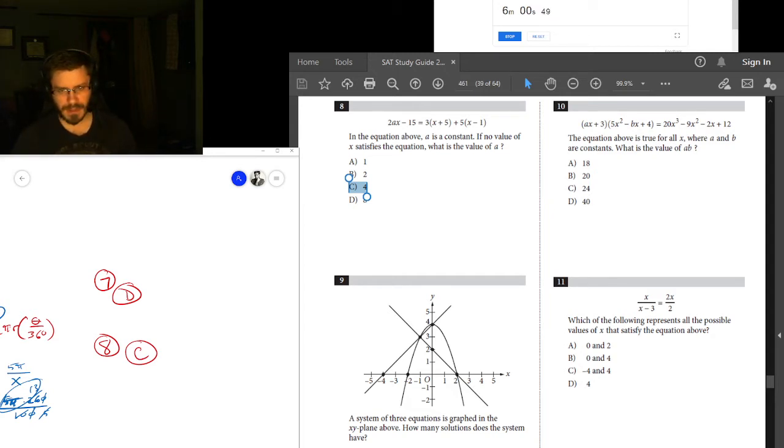Number 9, how many solutions? Solutions can be the x-intercepts, but this is a system of equations, so don't get that confused. On a system of equations, we're looking for the number of times they intersect, which here is 1.